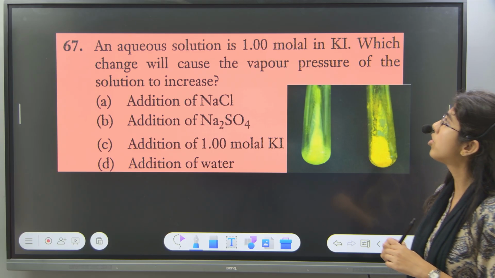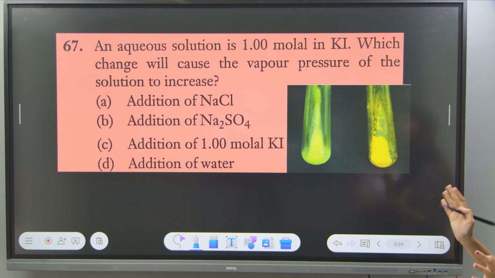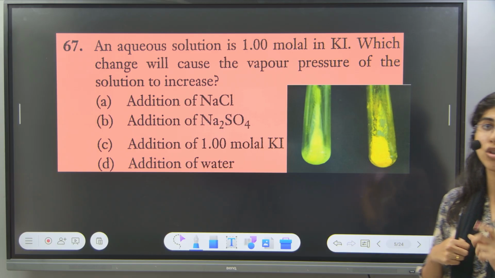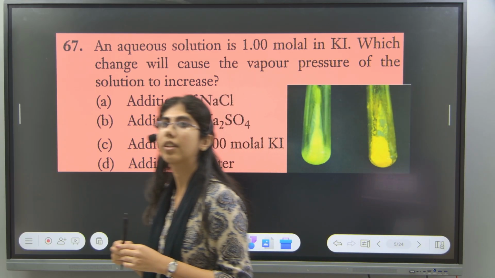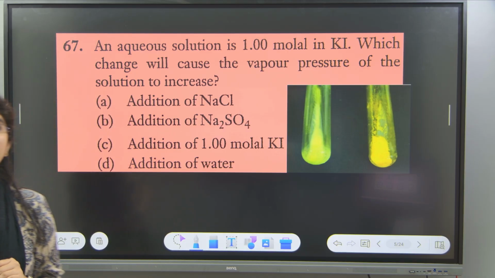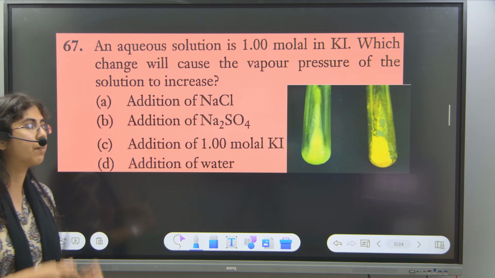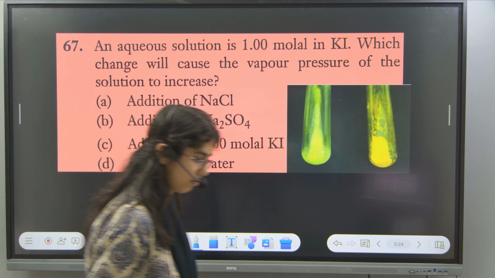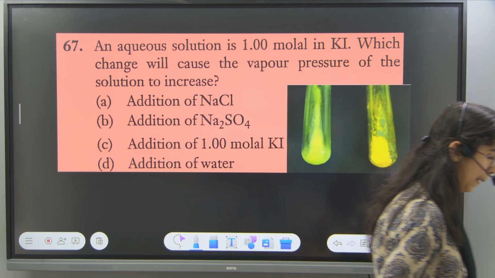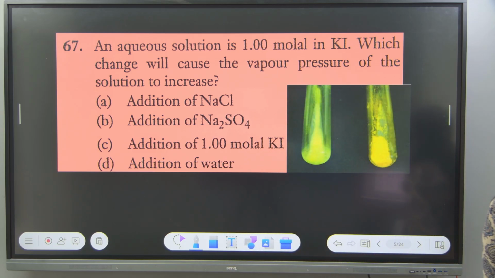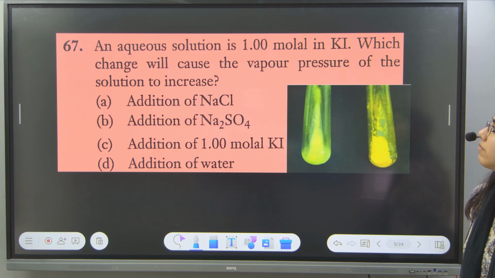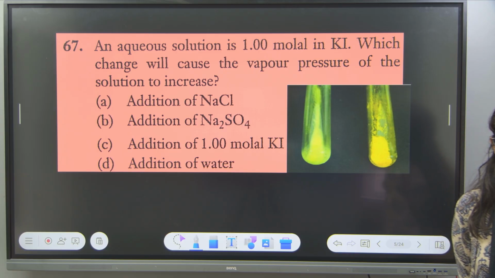An aqueous solution is 1 molar in potassium iodide. Which change will cause the vapor pressure of the solution to increase? Which change will cause vapor pressure to increase?